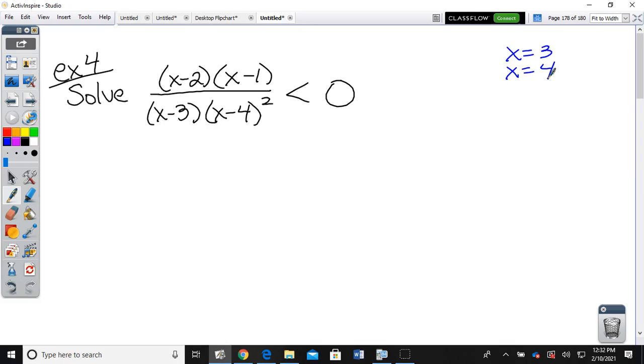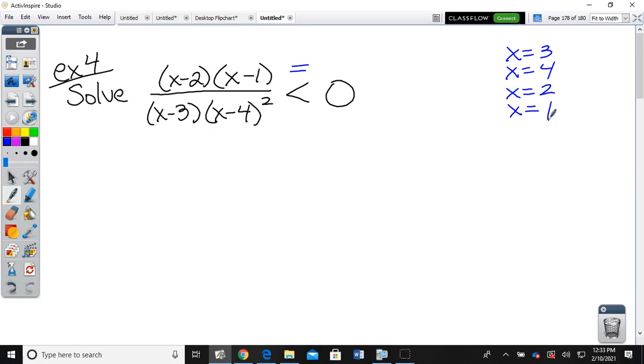All right? If I were actually working it out and I wanted it to be equal to 0, forget the inequality sign, what would my answers be? 2 and 1. Very good. You just make the top be what? 0. So x equals 2, x equals 1. So those are my numbers that I'm checking.